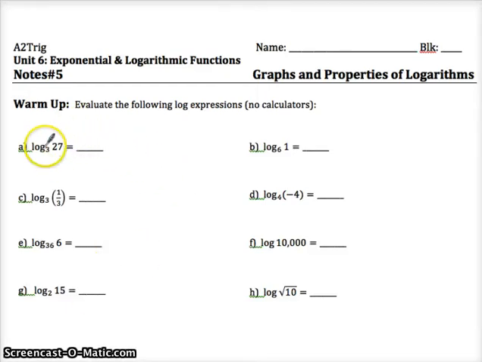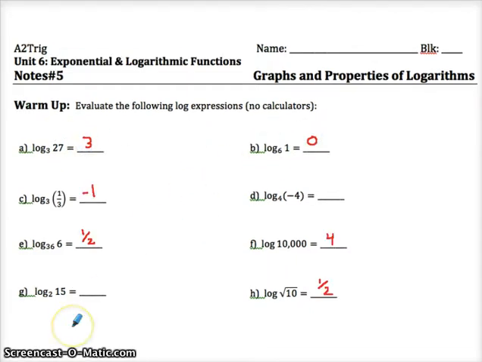What exponent do we put on 3 to make it 27? What exponent do we put on 6 to make it 1? Etc. Bam! Okay, so most of those are pretty easy. You should know those. A couple interesting ones. What's this supposed to be? Well, if we're talking about a log with a negative number in here, that's not supposed to happen. So, yeah, that's kind of a problem.